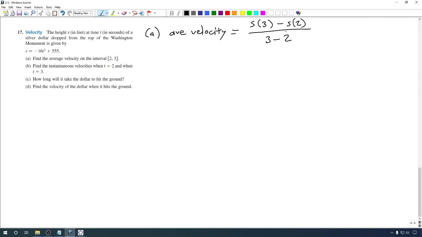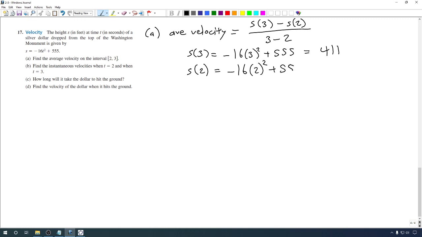Now, of course, we do need to find out what s of 3 and s of 2 are, and we need to use this formula for that. So s of 3 is minus 16 times 3 squared plus 555. Go ahead and use a calculator for these. It's not really worth trying to do everything by hand here. Turns out we get 411. S of 2, the same thing, but with a 2 instead of a 3. Again, using a calculator, I got 491.